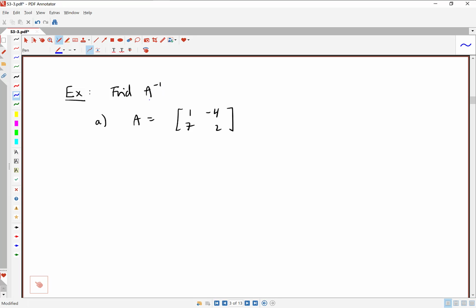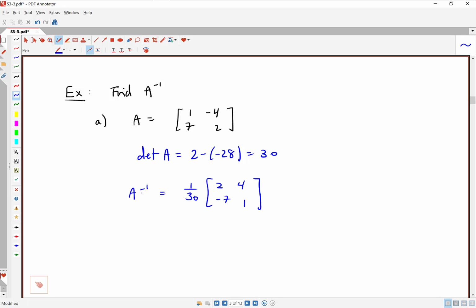So let's practice our formula for A inverse. The problem is to find A inverse, and we're given the matrix A. First thing I would do is calculate the determinant of A. We're going to go forwards product minus backwards product. So that's 2 minus a negative 28 gives us a positive 30. And now we can write down our formula for A inverse. It's going to be 1 over 30 times, and now we're going to modify the matrix A. We're going to swap the entries on the diagonal, and we're going to change the sign on the off diagonal, and that gives us A inverse.